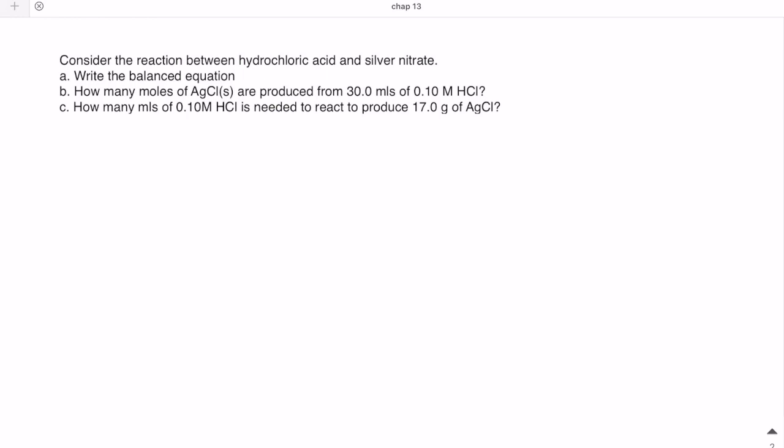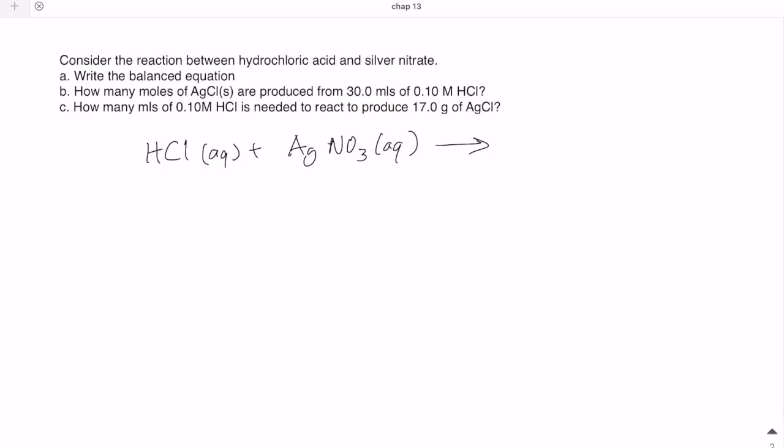This obviously requires you to know nomenclature in order to be able to write these reactants. So HCl is hydrochloric acid, silver nitrate is AgNO3. Now, of course, the problem here is what are the products?